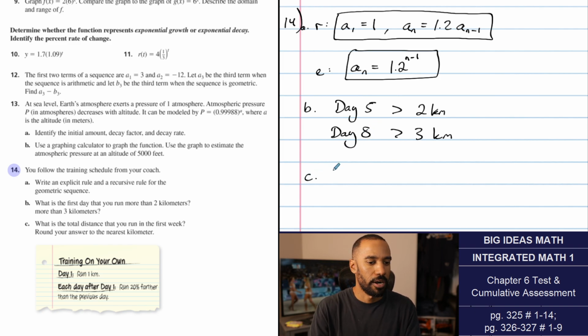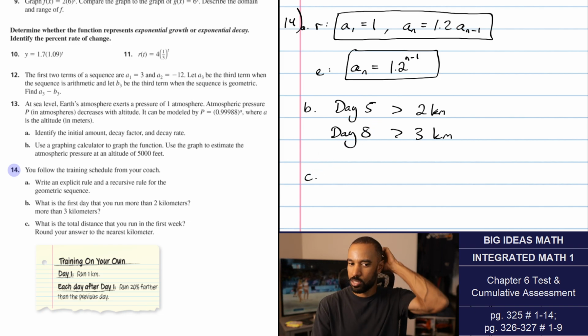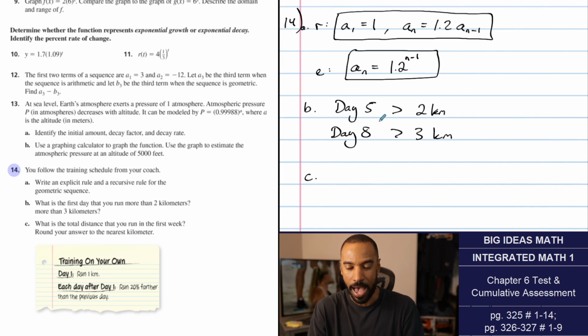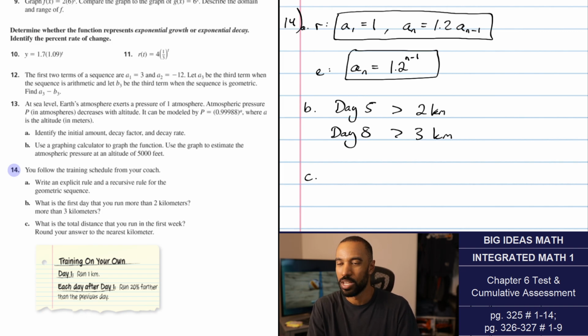Part C. What is the total distance that you run in the first week? Round your answer to the nearest kilometer. So now we're actually going to be adding all those things up. This is what's known as a geometric series. There's actually a formula for it, which I could even run through with you as well. I'll show you it after we do this. So I'm going to write in these numbers. They're from this table right here. Actually, I'm going to copy paste these numbers. So the first week, they're talking about these first 7 days, I assume. So I'm copying, pasting it.